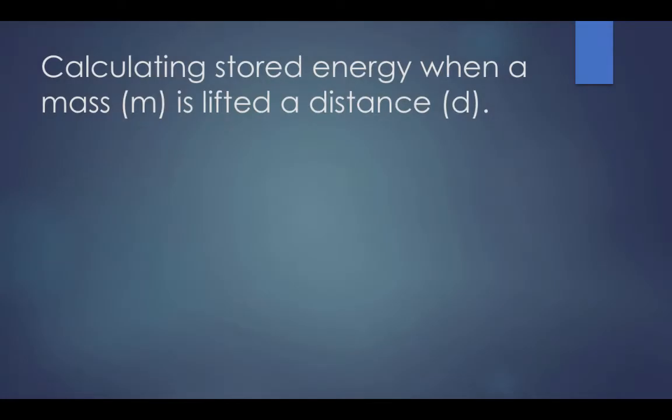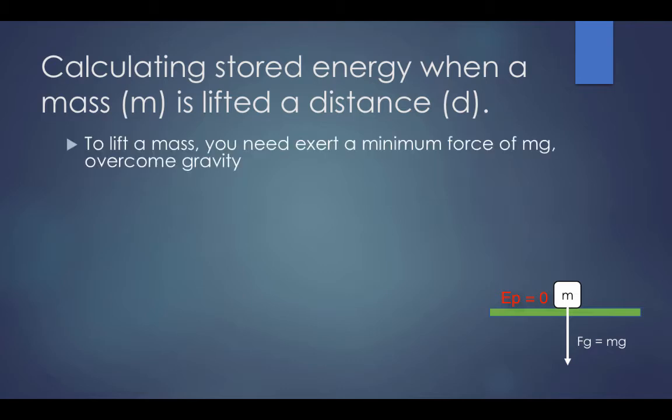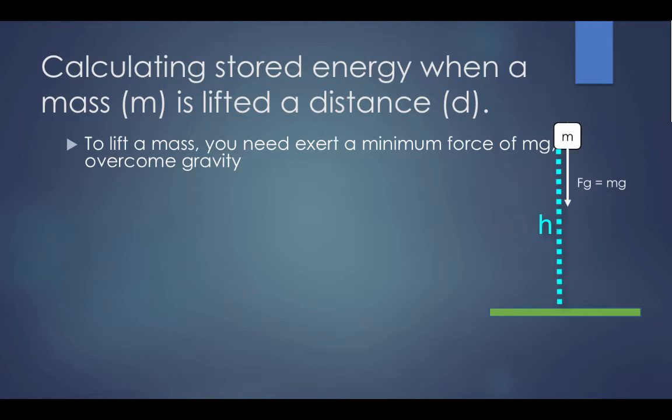Let's look at how to calculate stored energy when a mass m is lifted a distance of height d. Here's the mass resting on the ground. Fg equals mg. To successfully lift the mass, a minimum magnitude of force equal to mg must be applied to overcome the gravity. Here's the applied force. And the mass now displaces upwards to a height of h.